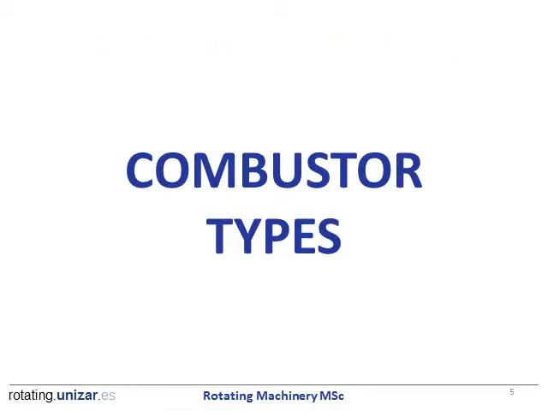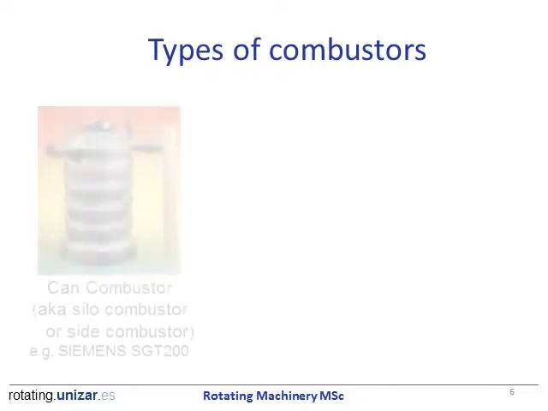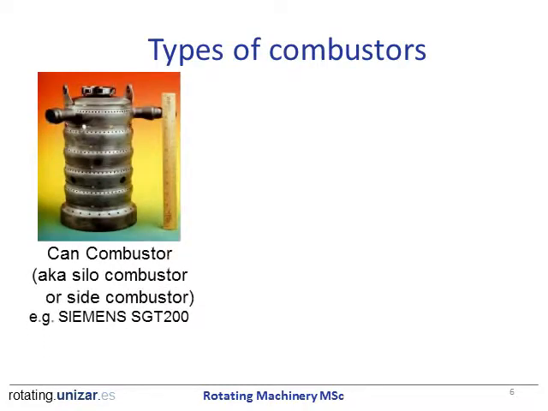Now that we have discussed what the combustor is, let's see the different types that we may find in gas turbines nowadays. There are three types of combustors. The first is the can combustor. In this case, we have individual burner cans that are mounted around the periphery of the engine, and the example shown in this picture is from a Siemens SGT200. This is a turbine that formerly was known as a Tornado from Alstom.